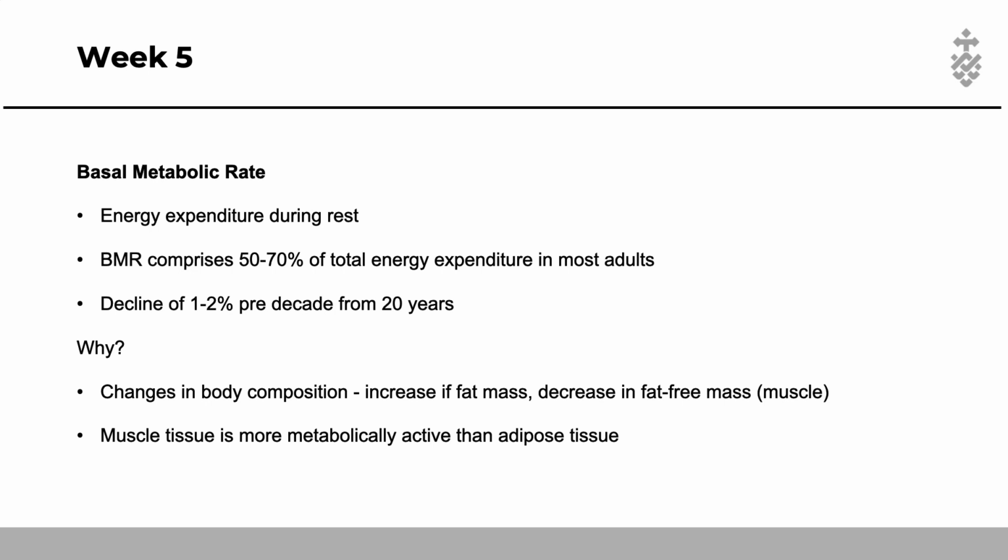Now, the reason that there is this decline in BMR is because of the changes in body composition. So we have an increase in fat mass and a decrease in fat-free mass, so a decrease in muscle as we're aging. And we know that muscle is more metabolically active than fat mass. So basically, we're just replacing our metabolically active tissue with less active tissue. So we're getting rid of our muscle and replacing that with fat, which is going to decrease our basal metabolic rate.